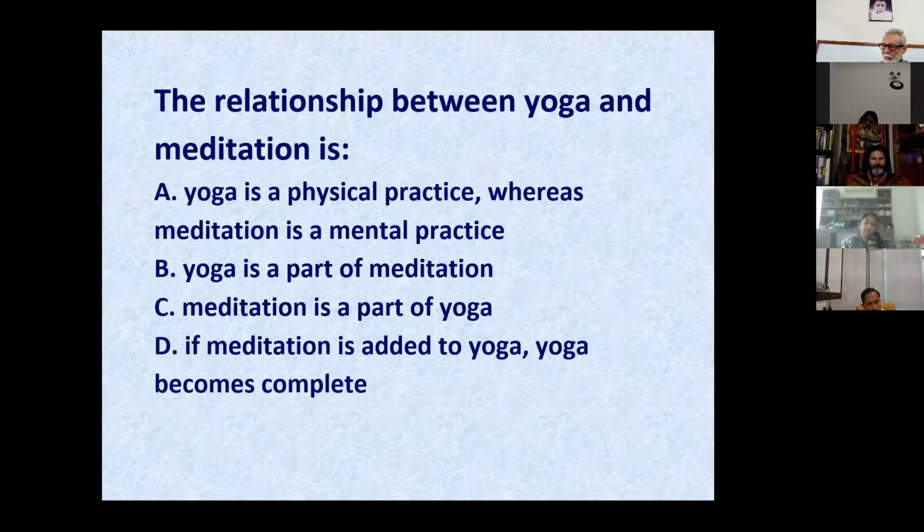So C seems to be quite all right. And then D, if meditation is added to yoga, yoga becomes complete. What is implied is that if you add meditation to asanas and pranayamas, then yoga becomes complete. That still doesn't complete yoga. So the best option seems to be C, meditation is a part of yoga.